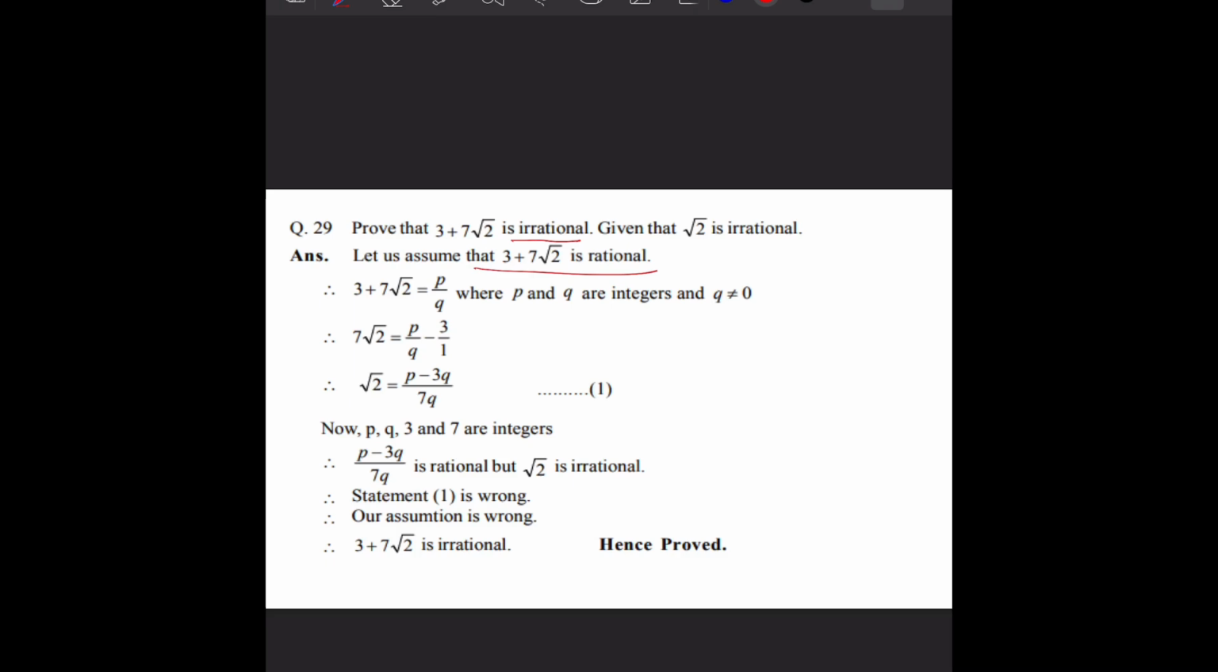Now p, q, 3 and 7 are integers. Therefore, अगर मैं integer से calculate करूंगा तो this will be a rational number. But we know root 2 is irrational. How can irrational be equal to rational? This is not true. This cannot happen. Therefore, statement 1 is wrong. What is the statement 1? हमने जो statement लिया है कि भैया ये rational है, ये wrong हो गया. Our assumption is wrong. हमारा assumption क्या था कि ये rational है. अगर यही wrong हो गया इसका मतलब क्या हो गया? 3 plus 7 root 2 क्या बन गया? Irrational.